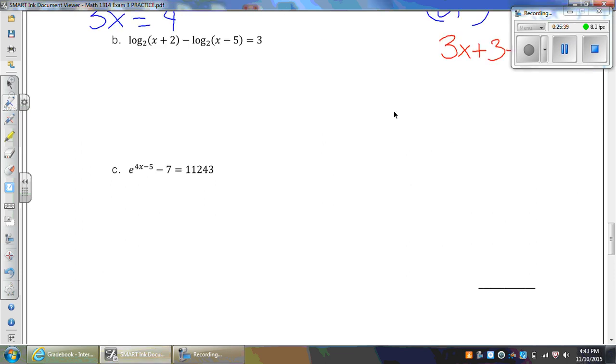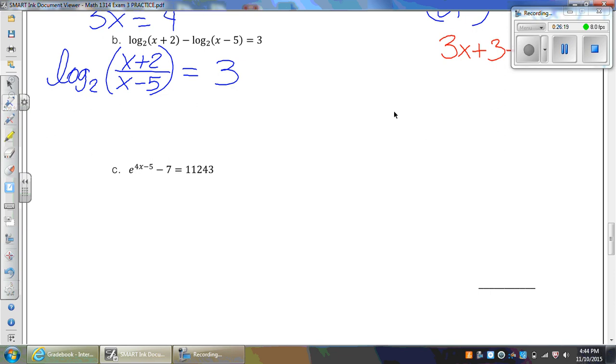Next problem, what do you guys think we should do with the left side? Condense. Thank you, Sean. So we condense. We have the difference of 2 logs. So we will condense it as the log of a quotient. So the log base 2 of x plus 2 divided by x minus 5 is equal to 3. Write that. Now from there, what should we do?